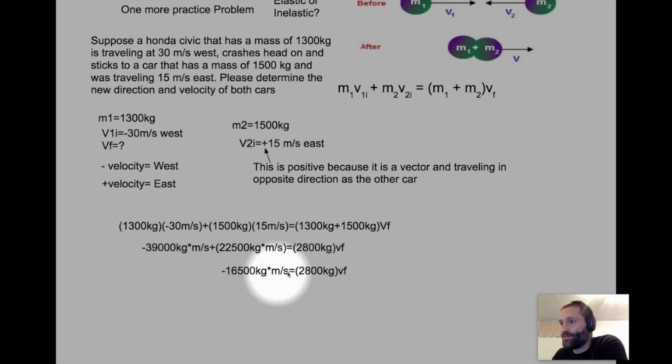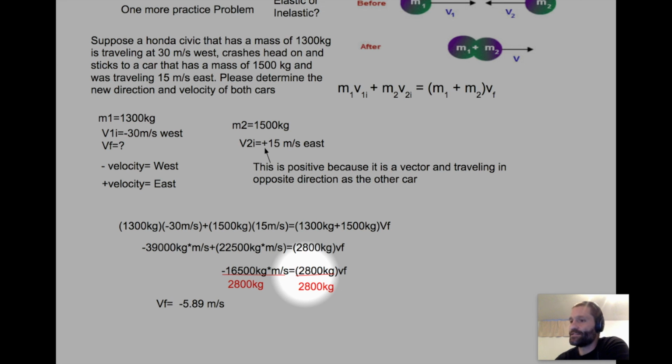Notice it's negative. So I want to get rid of these two things on this side that are being multiplied. And you need to pause this if you can. If you write this stuff down, you can. Remember, you don't have to write in your units if you don't want to. So we divide by 2,800 both sides. So notice my kilograms are going to cancel, leaving me with meters per second. My velocity final is negative 5.8 meters per second.